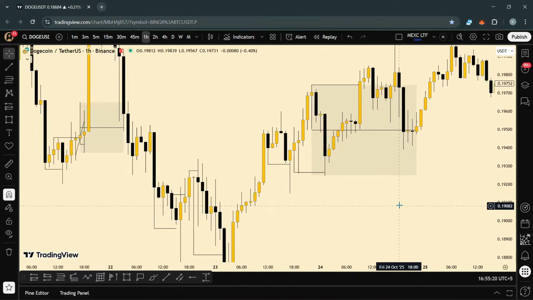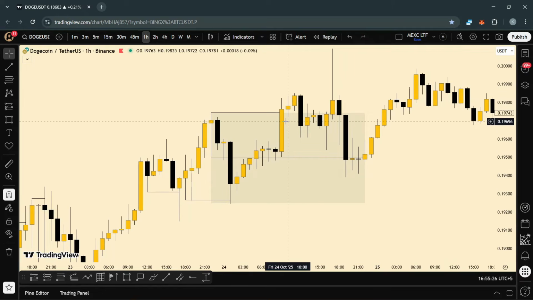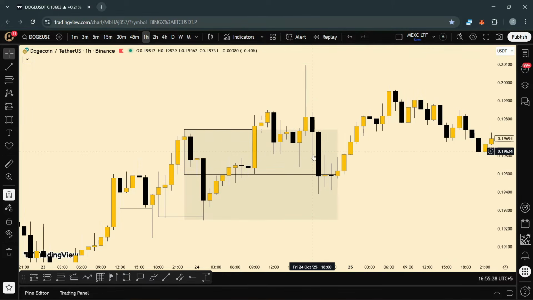Let's go to 1 hour. Yeah. So see, then you have a break of structure above. Price comes down, but does not mitigate the 50%. That is very important, guys. If you see price coming down and it does not mitigate the 50%, the zone remains valid. It does not change. The zone remains valid.